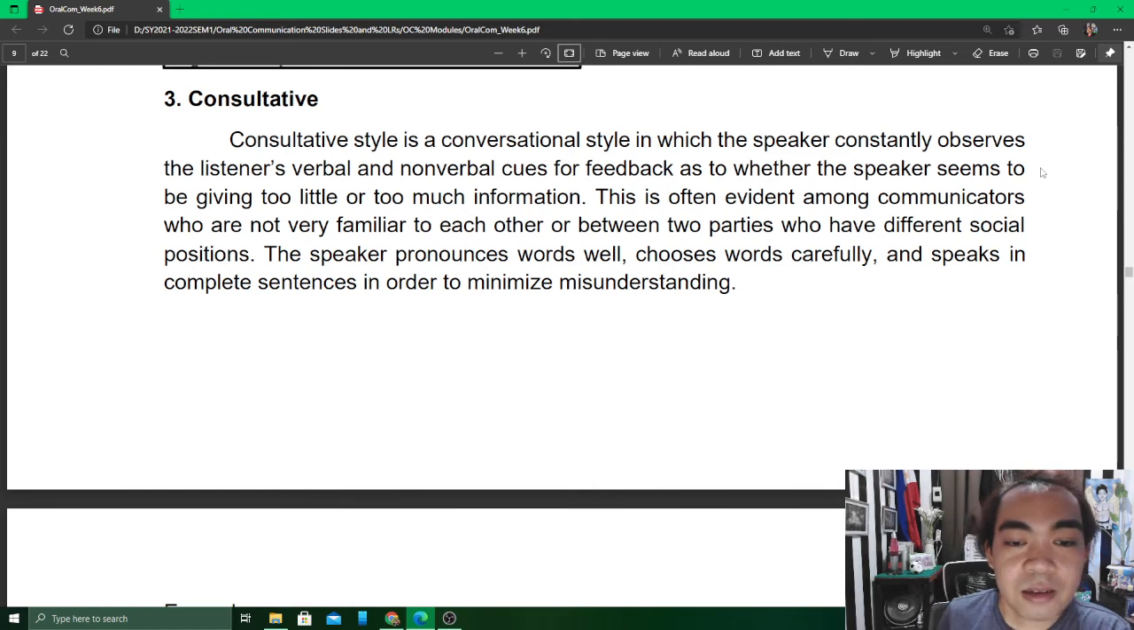Consultative style is a conversational style, meaning the exchange, in which the speaker constantly observes the listener's verbal and nonverbal cues for feedback as to whether the speaker seems to be giving too little or too much information. Often evident among communicators who are not very familiar to each other or between two parties of different social positions. The speaker pronounces words well, chooses words carefully, and speaks in complete sentences in order to minimize misunderstanding.